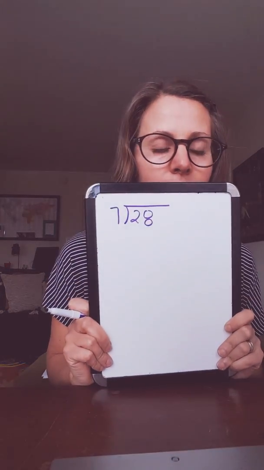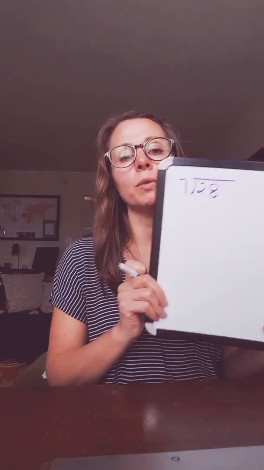Okay, the first one was 28 divided by 7. Okay, so how do we write that? Which one is the divisor and which one is the dividend? So you should have written the 7 on the outside of the diving board and the 28 on the inside, like this. Okay, so the first step is to divide.